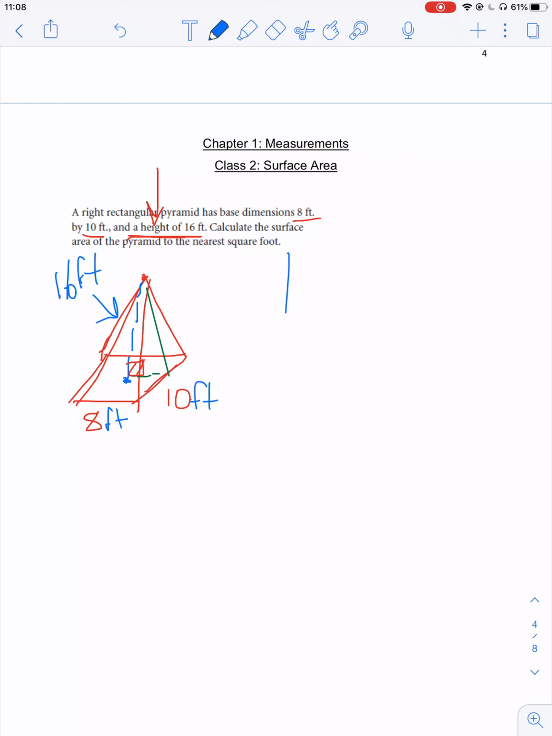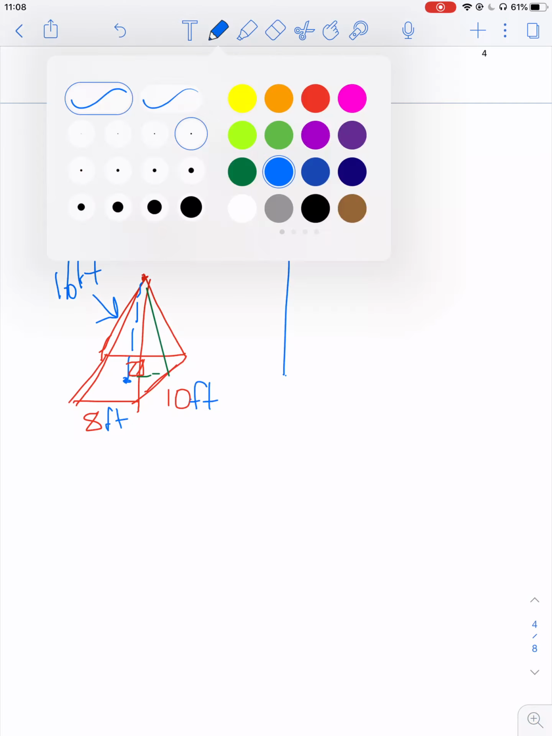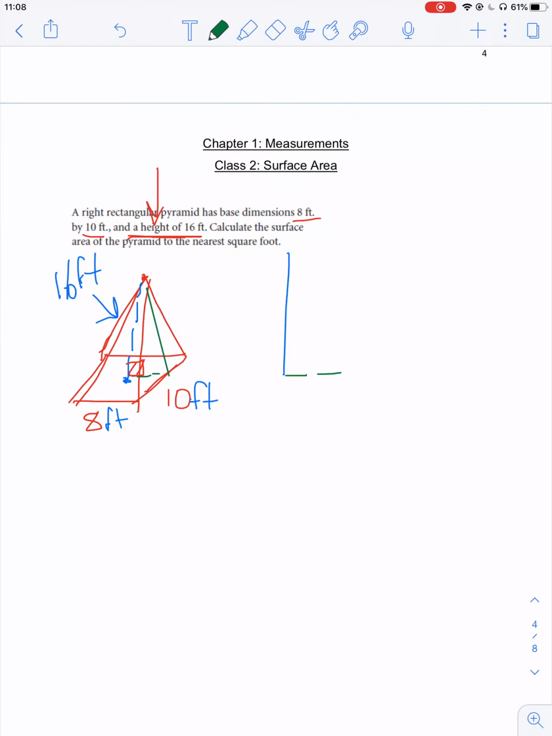So this is your height, and then you have this dotted line in green. Let me just draw this in green. And now this is not well drawn, so maybe something like this.